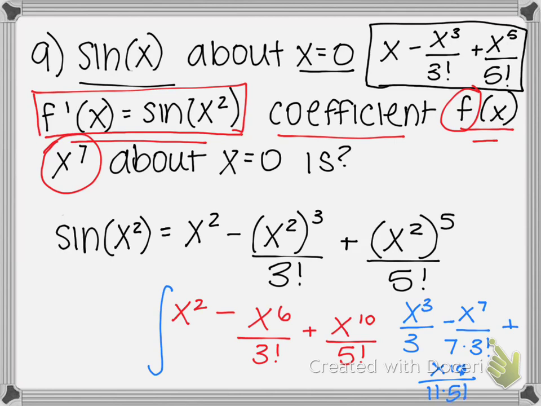When we look back at our question, we are being asked to identify the coefficient of x to the power of 7. And as we can see, the coefficient of x to the power of 7 is negative 1 over 7 times 3 factorial, which is negative 1 over 42.